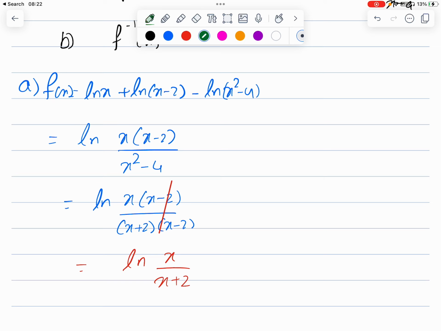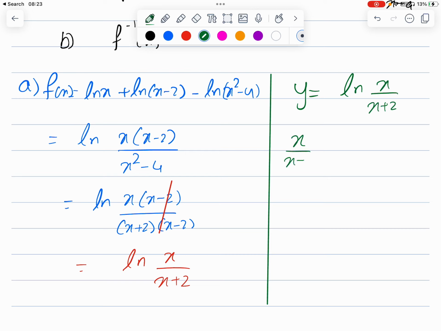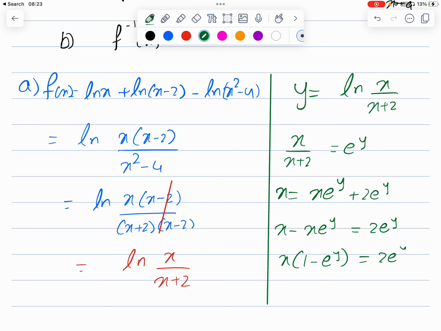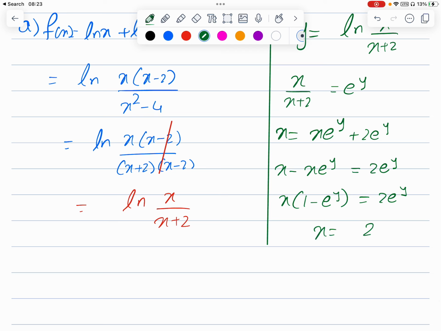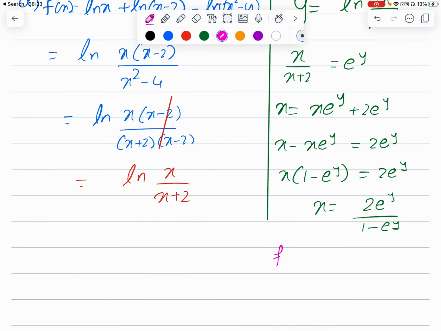Then he's asking, find f inverse of x. So I get y equals ln of x upon x plus 2. So x upon x plus 2 equals e power y. So x equals x e power y plus 2 e power y. So x minus x e power y equals 2 e power y. Take x common: x times 1 minus e power y equals 2 e power y. So x equals 2 e power y divided by 1 minus e power y. So that is going to be my f inverse of x. F inverse of x equals 2 e power x upon 1 minus e power x.